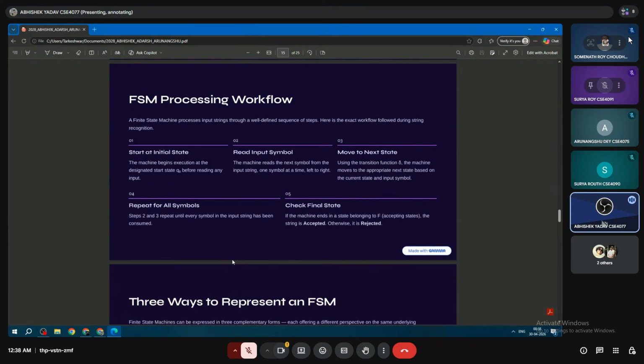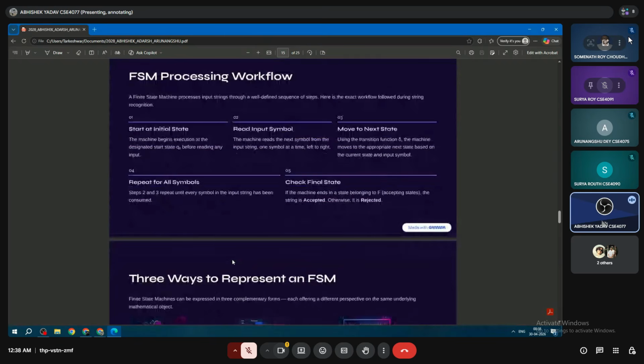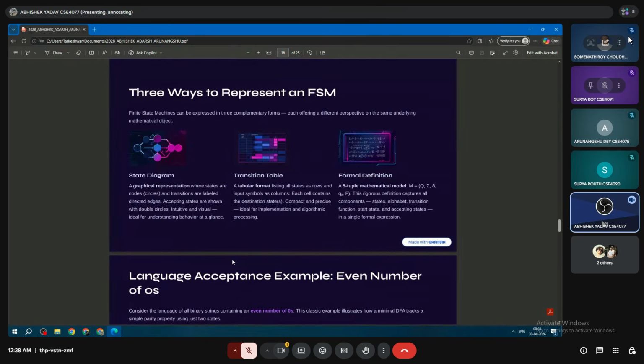Then we have the fourth step: repeat steps 2 and 3 for all symbols until every symbol in the input string has been consumed. Now, the fifth step is to check the final state. If the machine ends in a state belonging to F, meaning accepting states, the string is acceptable; otherwise it is not acceptable.